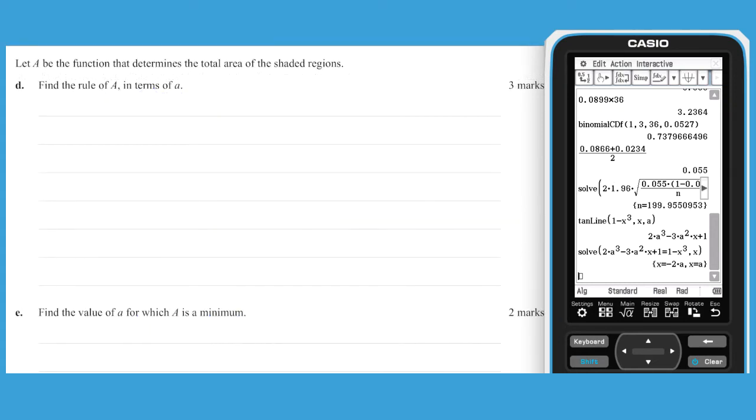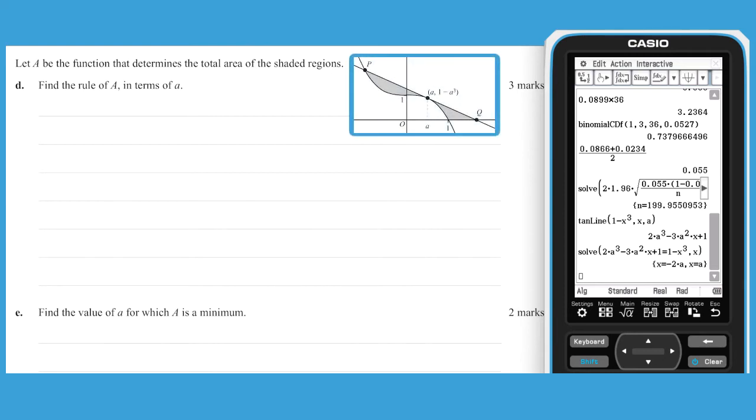Part D. There are many ways to express A, the area shaded, in terms of a. One way is to find the area between the tangent and the function from x equals minus 2a to x equals 1, and then add to that the area of the triangle from x equals 1 to the point Q.